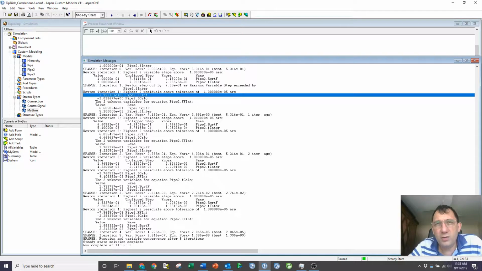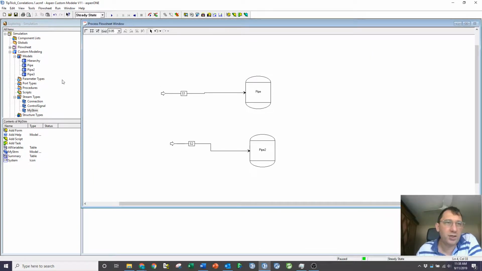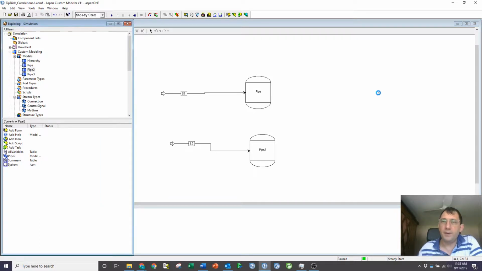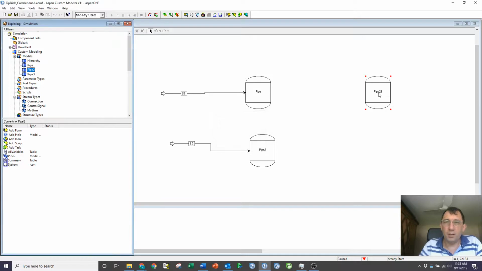Is it essential to do this? No. But what you'll find is in large models, reformulating like this can really help the overall system to converge somewhat better. Okay, the last thing I'm going to show is what would happen if I change the system up a little bit. Let's go with another pipe 2. I'll call it pipe 21. Give that a feed stream.